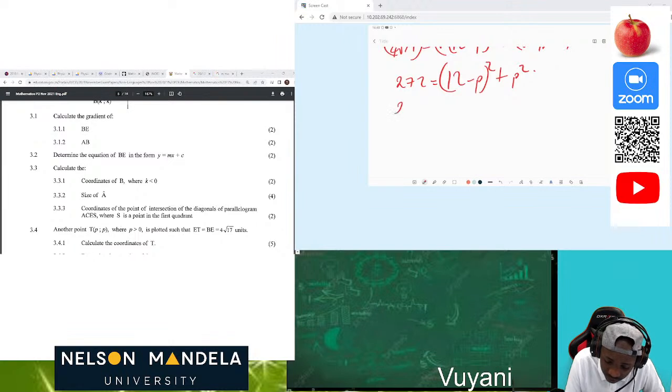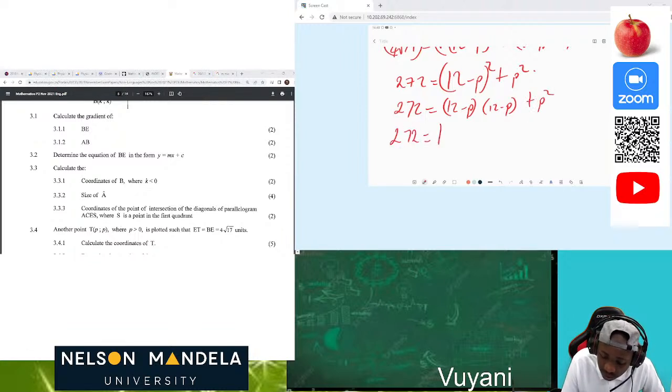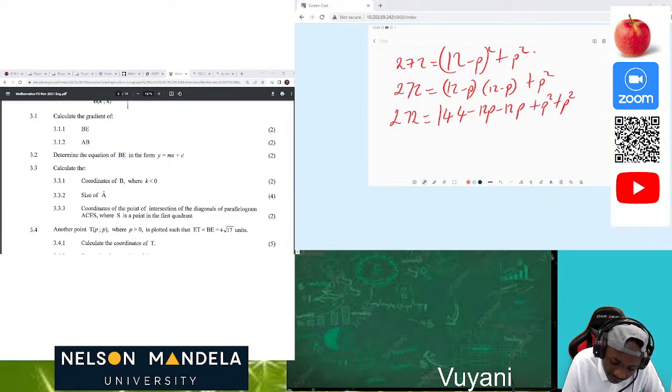Now let's solve this. 272 is equal to (12 minus p) multiplied by (12 minus p), because it's squared, plus p squared. Then 12 times 12 is 144. 12 times negative p is negative 12p. Negative p times 12 is negative 12p. Negative p multiplied by negative p is positive p squared, plus p squared. Then we have 272 equal to 2p squared minus 24p plus 144.